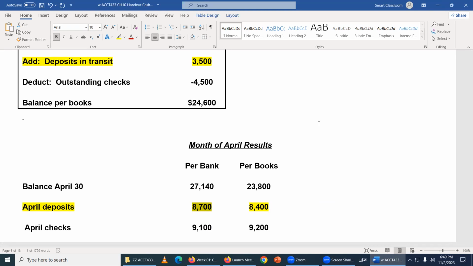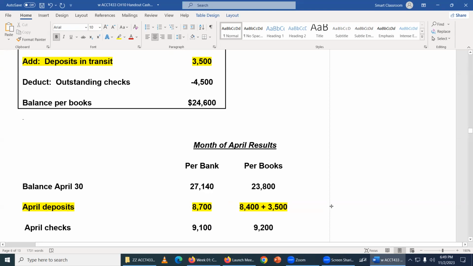We will take the deposits per book, subtract the deposits per bank, and add the deposits in transit per reconciliation to get the deposits in transit. That's absolutely correct. I'm going to do it exactly like you said, in a little bit different order, but the same thing. How much in deposits should we be collecting? Well, we had the 3,500 from before plus the 8,400 we have now. We have to subtract the bank balance.